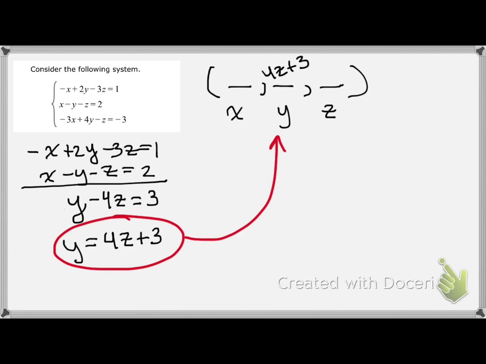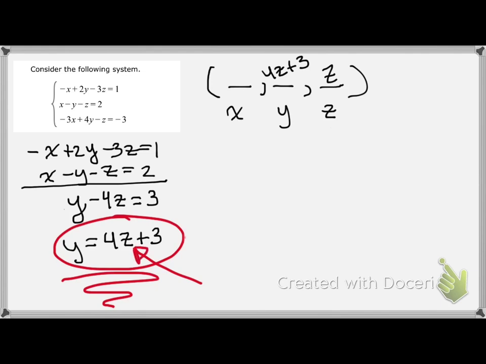And if I'm going to say that y is 4z plus 3, then I'm just going to use z for z. So whichever one you choose down here to solve for, you're solving for that part of the solution. And then whichever variable shows up here, that variable is itself. We're going to use that variable. So I'm solving this system in terms of z.